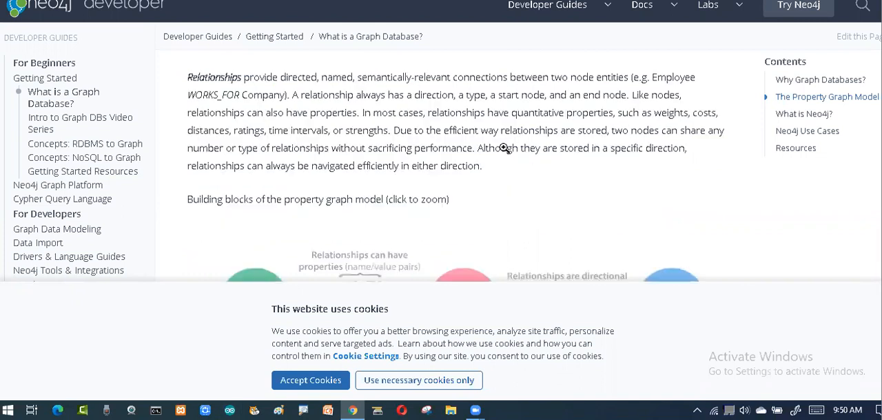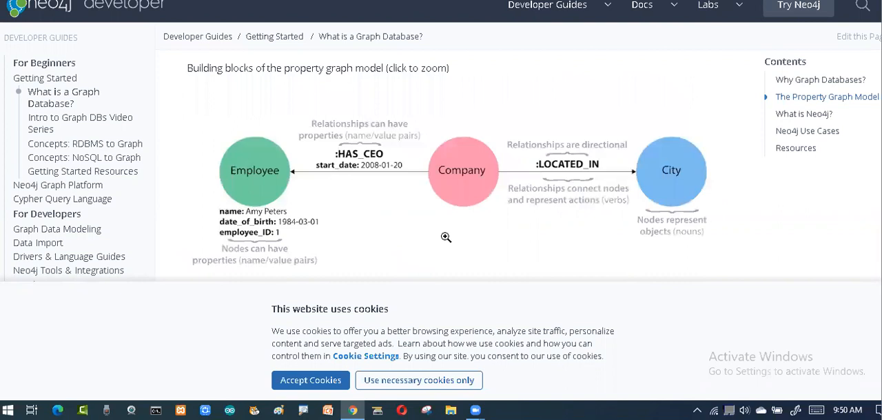So how will I draw the diagrams here? The diagram will be in this fashion. In the entity diagram we use different shapes, and in the graph diagram we use this kind of thing. I'll have a circle. Here the circle itself is an entity, or we call it a node. In the graph diagram, we call this a node. Here I have a company, then an employee, and a city.